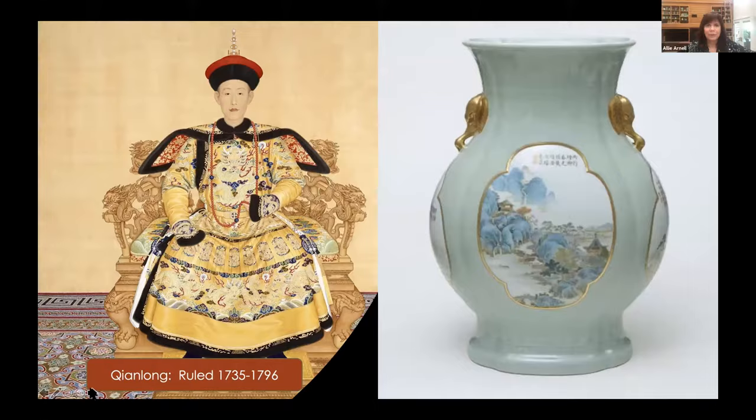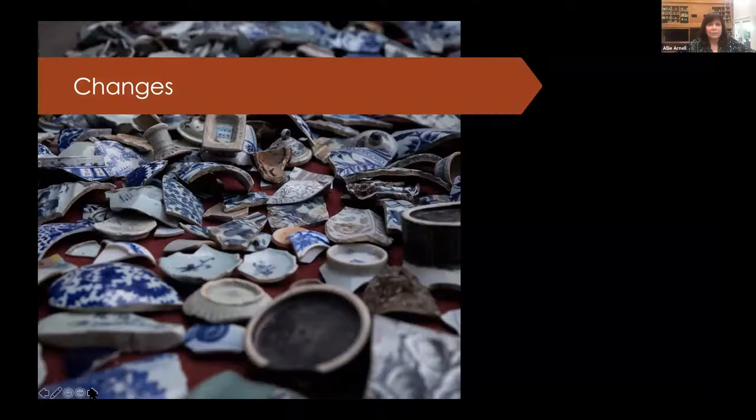So what you're looking at here is actually the ghost market, or the shard market, that you can go to in the southern part of China today, where porcelains are still being produced in Jingdezhen. And you can go there and you can actually purchase shards like this. But there were a few things that happened in the Qing Dynasty that allowed artisans more time to hone their craft.